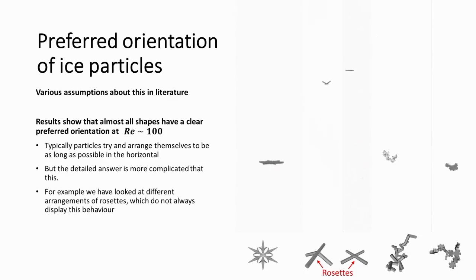As a very, very rough rule of thumb, we find that they typically try and arrange themselves to be as long as possible in a horizontal plane, but the detailed answer is more complicated than this. For example, when we look at different arrangements of rosettes, which are the two shapes that I've highlighted, we find that that's not the case. And we don't really know why yet. We're still looking into that.